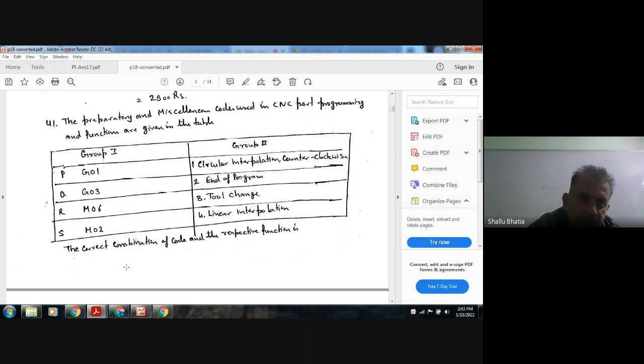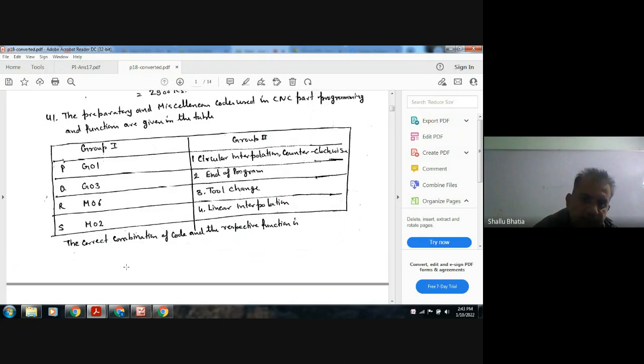Group 1 and Group 2. Group 1: P01, Q03, RM06, and SF02. Group 2: 1 circular interpolation counterclockwise, 2 end of program, 3 tool change, 4 linear interpolation.